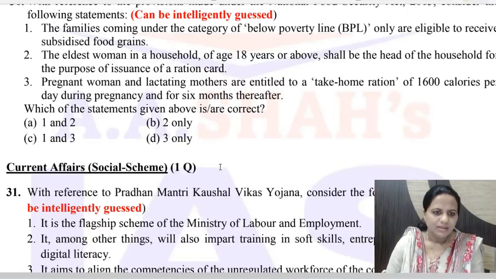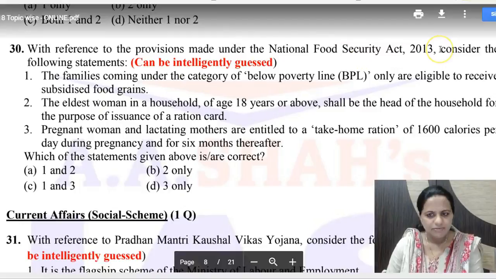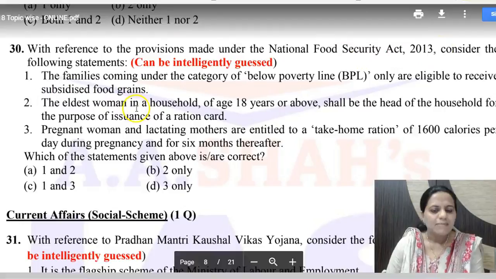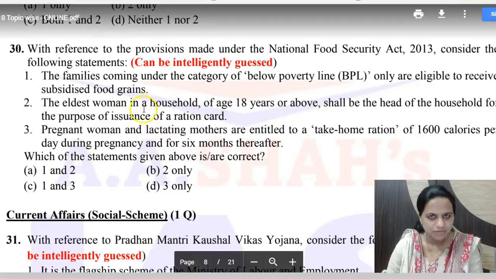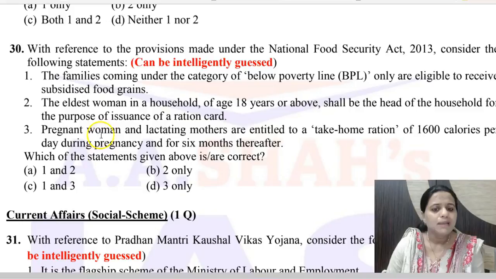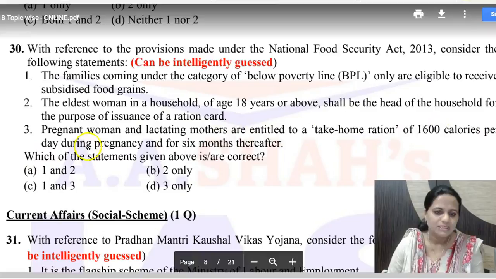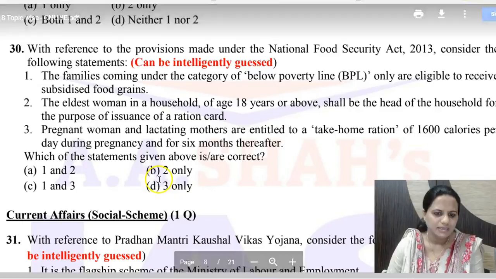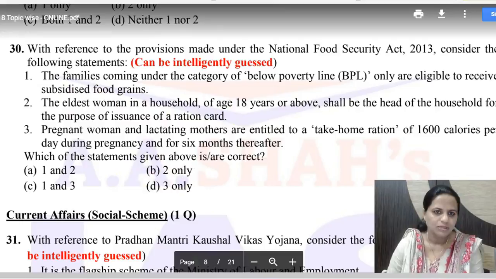Then next is, with reference to the provisions made under the National Food Security Act of 2013, consider the following statements. First one is, the families coming under the category of BPL only are eligible to receive subsidized food grains. If you know regarding the National Food Security Act, it's not for BPL only. A huge population is covered under it. The eldest woman in the household shall be the head of the household for the purpose of the ration card. This is correct. This has quite often been discussed and debated. Third is, pregnant women and lactating mothers are entitled to a take-home ration of 1,600 calories per day during pregnancy and for 6 months thereafter. This is incorrect. There's a different provision as such. So the correct answer here is only two. One is surely incorrect, so either B or D would be the answer. Two is surely correct, so you come to option B. So 30th, the answer is B.